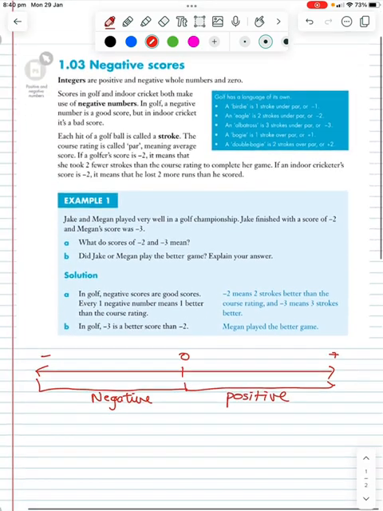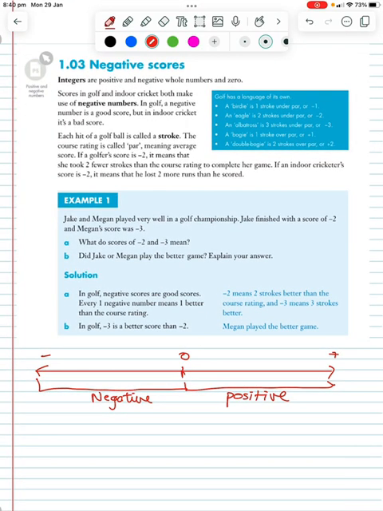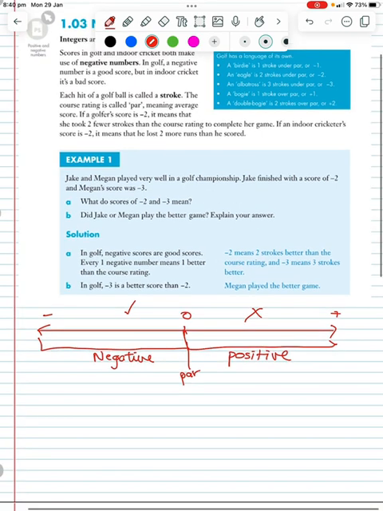So basically, when we're looking at golf, this 0 point here is par, and you want to be down here in the negatives. You don't want to be up here in the positives. So let's have a look at this example.